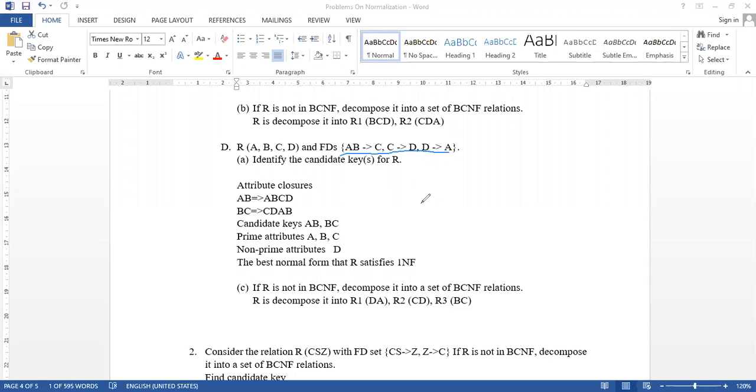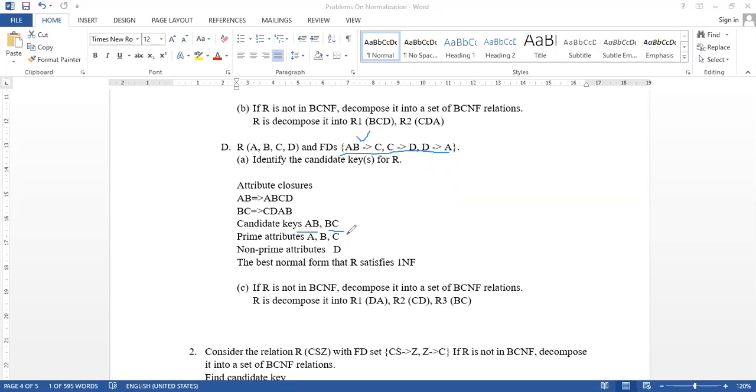Now we have to check for what? 2NF. What is the definition of 2NF? It must be in 1NF and there should be no partial dependency. What is partial dependency? Part of the key to non-key. Now see here. What are the candidate keys here? AB and BC. So check the first FD. AB determines C. AB is a candidate key, there is no issue.